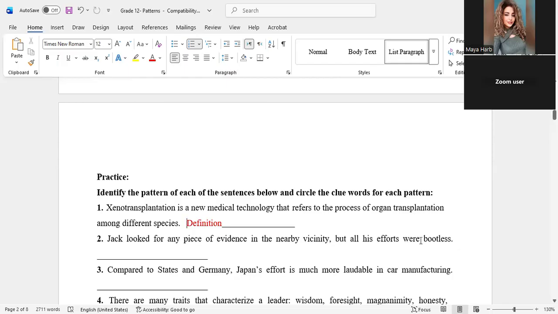What is the pattern here? Here we have a clue word that should help you. When I say, I studied so hard for the exam, but, okay, the word but, what does it indicate?